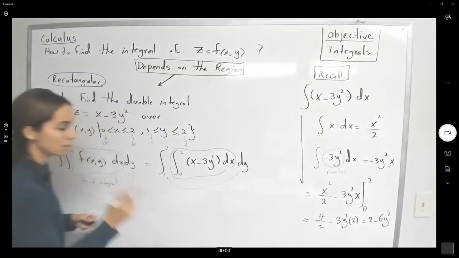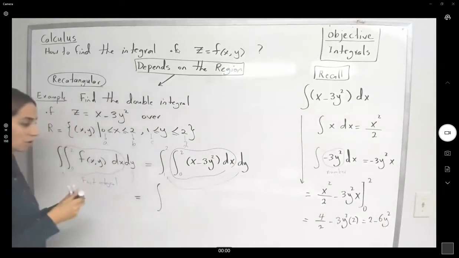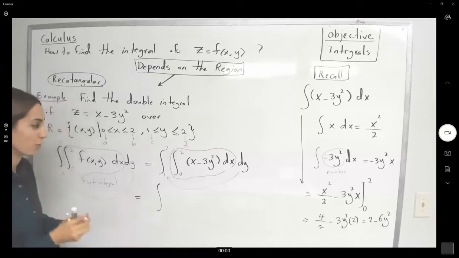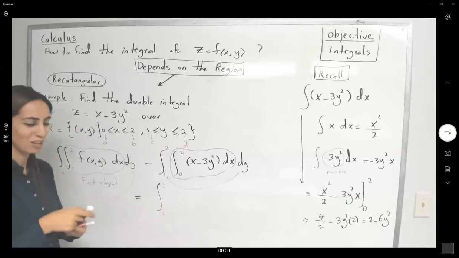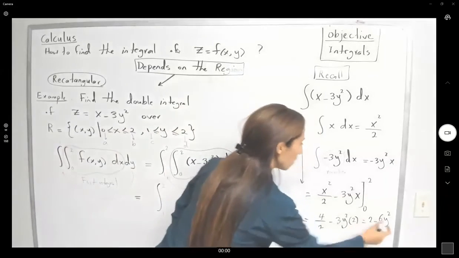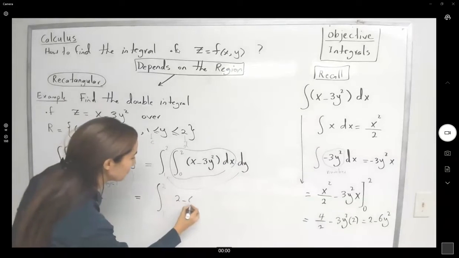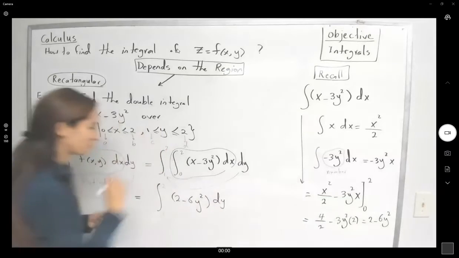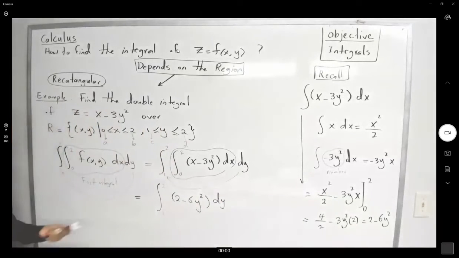So this integral is equal to, I copy down my outer integral with respect to y, 1 to 2, and my inner integral is now 2 minus 6y squared dy. Now we start taking the integral with respect to y.